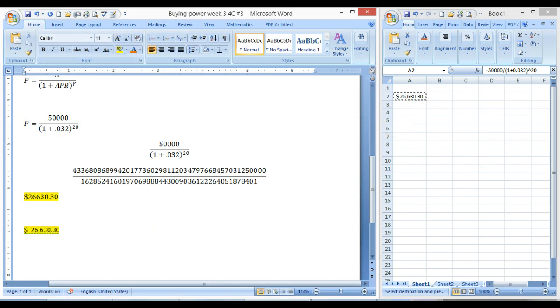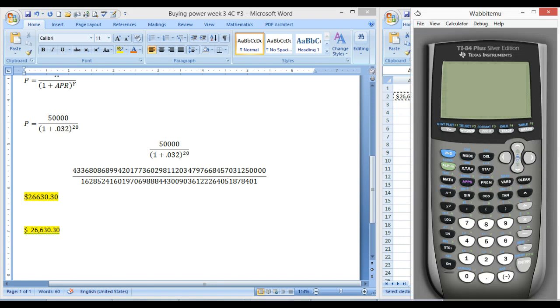The next option would be to use either the Wabbit Emu emulator, or you can use your own graphing calculator. I don't recommend using a scientific calculator because then you have to plug everything in according to the order of operations. And so I personally would rather use a graphing calculator, or here's our emulator. Oh, pardon me. There we go.